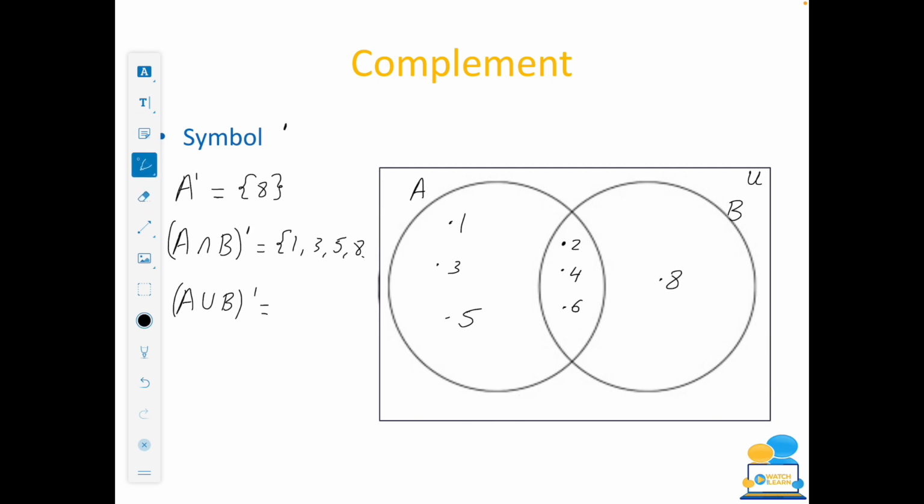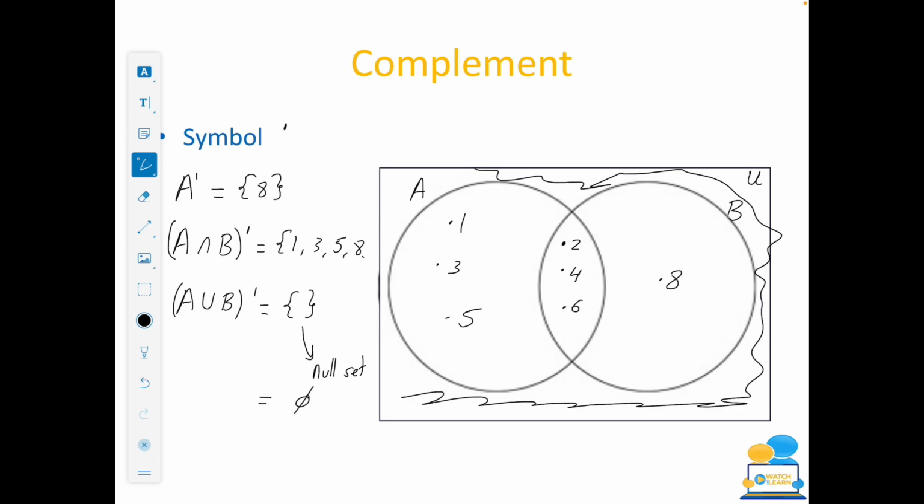So if we want to write an empty set, we can just write 2 curly brackets close together. This is another symbol called a null set. That means an empty set. Another possible symbol for that, you can draw a circle and put a line through it like that. So A union B complement, what's not in A and B together? It'll be this area around the edge here. Sometimes you might have a number.